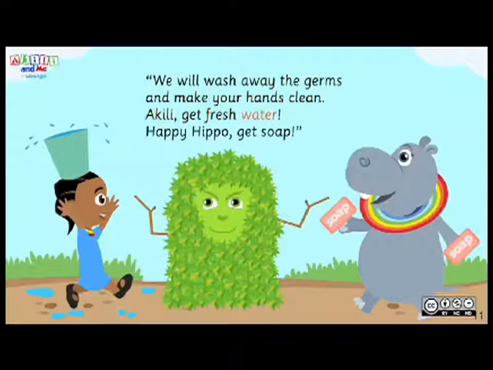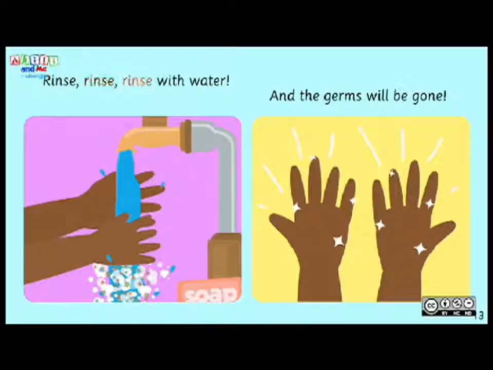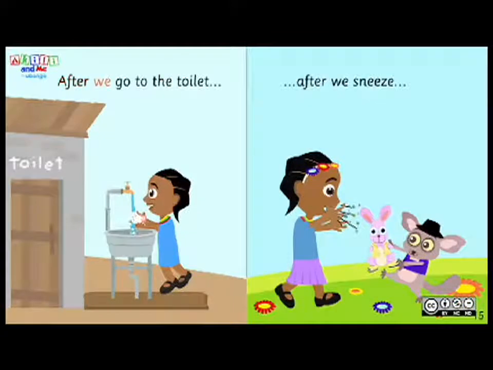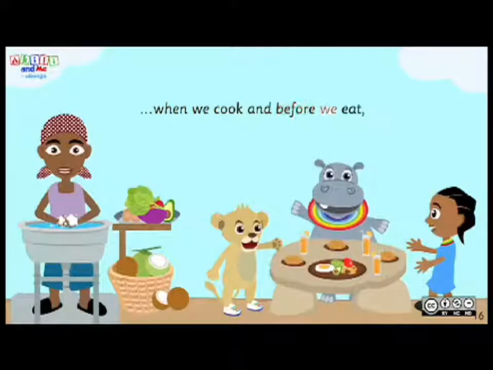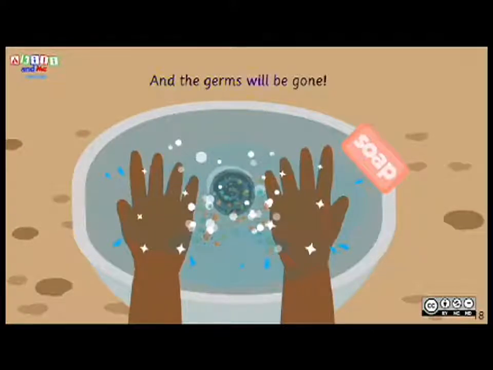Akili, get fresh water. Happy Hippo, get soap. Wash, wash, wash with water. Scrub, scrub, scrub with soap. Rinse, rinse, rinse with water, and the germs will be gone. Akili and Happy Hippo run to tell Little Lion that they found a way to get rid of the germs. After we go to the toilet, after we sneeze, when we cook, and before we eat, we wash, wash, wash with water. We scrub, scrub, scrub with soap. We rinse, rinse, rinse with water. And the germs will be gone.